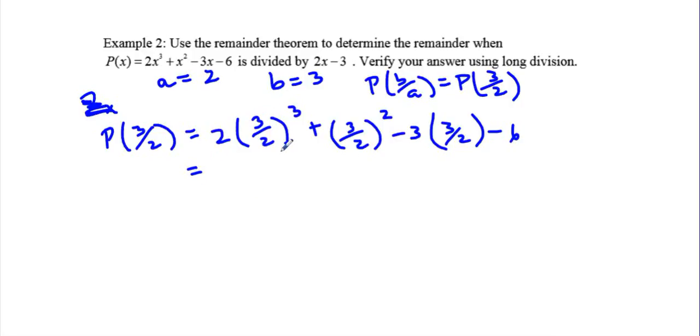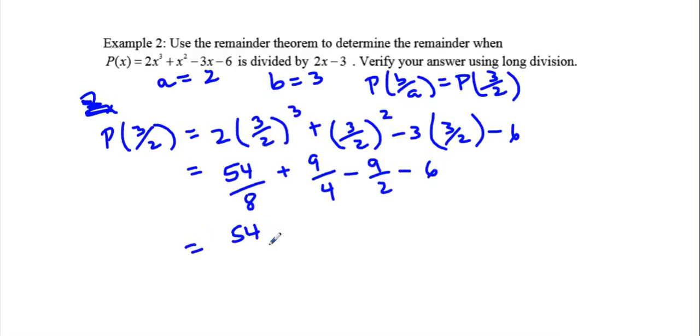So this is 27 over 8 times 2, so that's 54 over 8, plus 9 over 4 minus 9 over 2 minus 6. So I'll have to get a common denominator. So let's do it out of 8. So that's 18 out of 8 minus 36 out of 8 minus 48 out of 8.